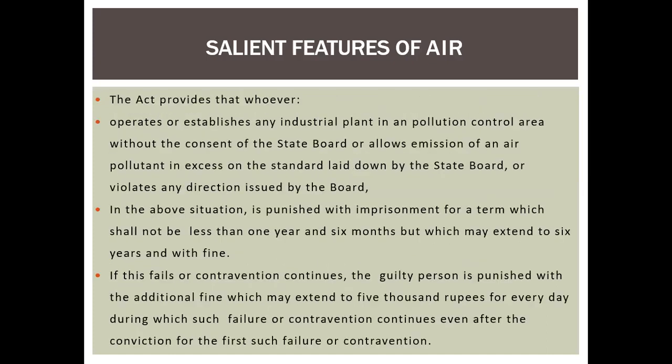This Act basically provides that whoever operates or establishes any industrial plant in a pollution control area without the consent of the state board, or allows emission of an air pollutant in excess of the standard laid down by the state board, or violates any direction issued by the board, in the above situations is punished with imprisonment for a term which shall not be less than 1 year and 6 months, but which may extend to 6 years, with a fine. If the failure or contravention continues, the guilty person is punished with an additional fine which may extend to 5,000 rupees for every day during which such failure or contravention continues even after the conviction for the first such failure or contravention, right?